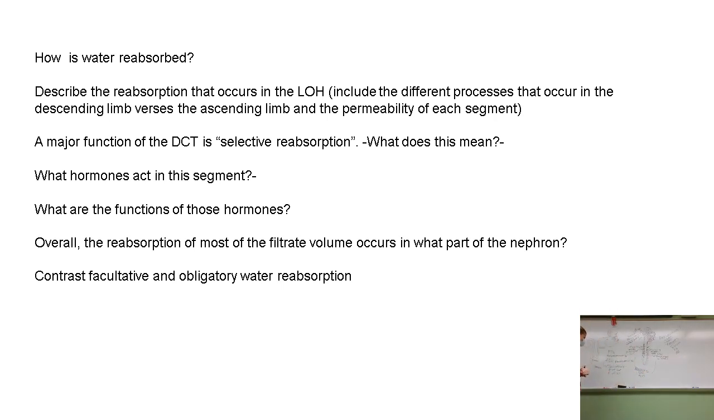Did we miss anything that we talked about? Okay. Overall, the reabsorption of the most filtrate volume occurs in what part of the nephron? So where's the most volume being reabsorbed? The PCT, right? Hence my nice exclamation point. The majority of the volume gets reabsorbed in the PCT, because we've got all that stuff being reabsorbed. We're actively pumping all those nutrients out, so the water is just going to follow it.